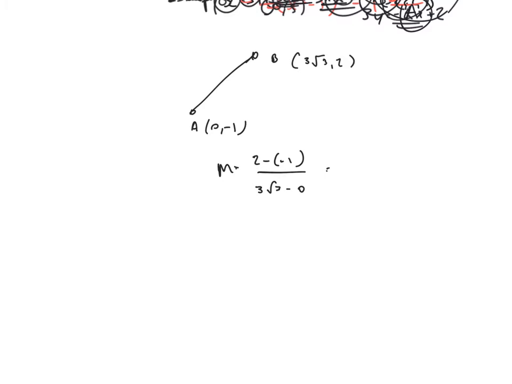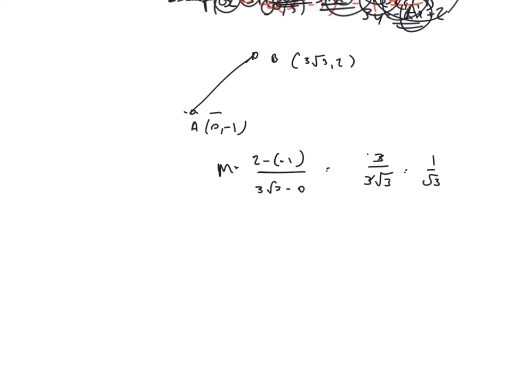Okay, next question. Find the size of the angle theta degrees that the line joining A and B makes with the positive direction of the x-axis, and we're given a point A which is 0, minus 1 and a point B which is 3 root 3, 2. Okay, we first of all need to find the gradient. It's going to be 2 minus minus 1 over 3 root 3 minus 0. So that will be 3 over 3 root 3. They cancel out to leave me with 1 over root 3.